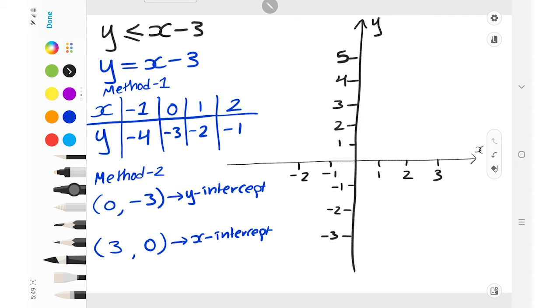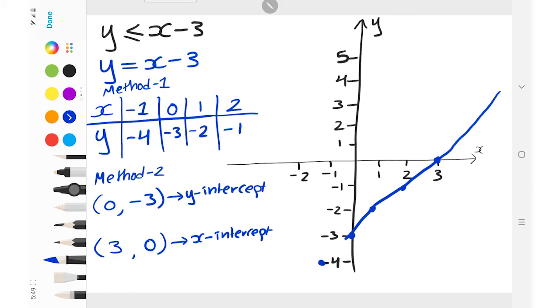Here is an equal sign, so it will not be dotted. Now I want to plot my points, -1 and -4. It will be approximately here. Then 0 and -3, 1 and -2, 2 and -1. We found 3 and 0, and we will draw the line.